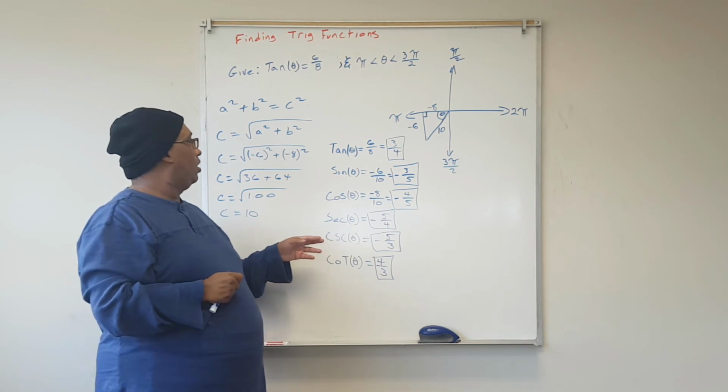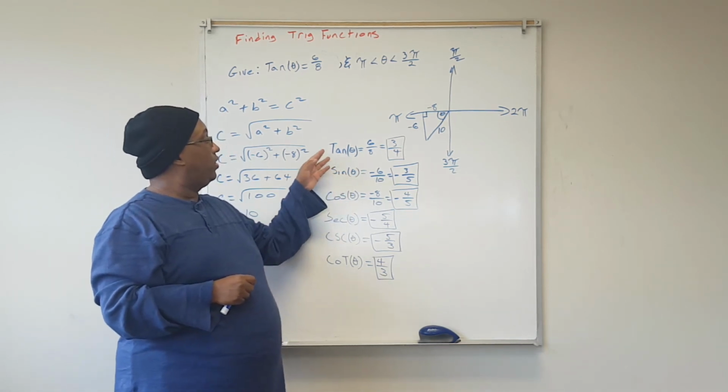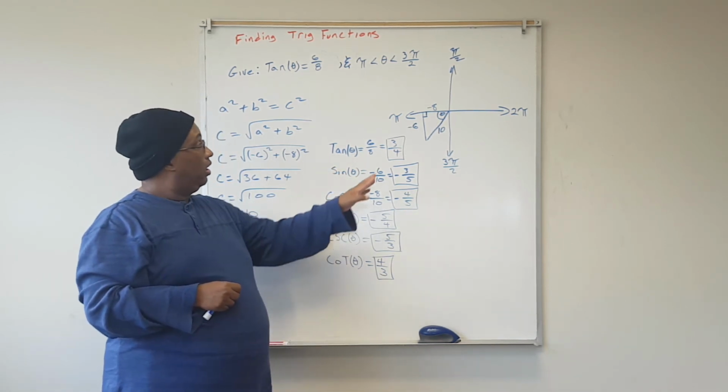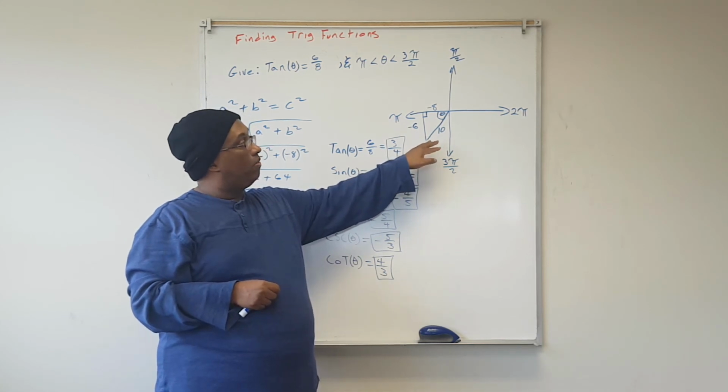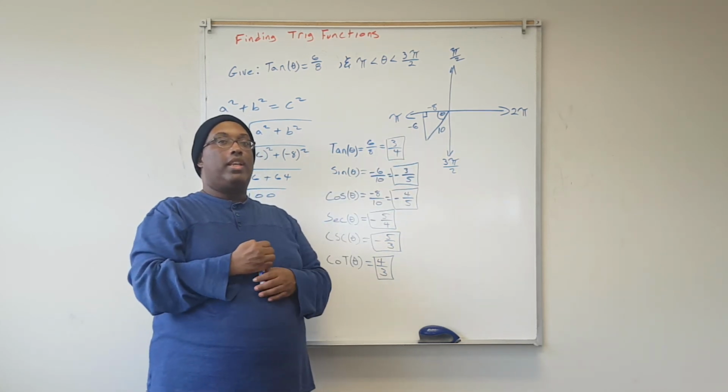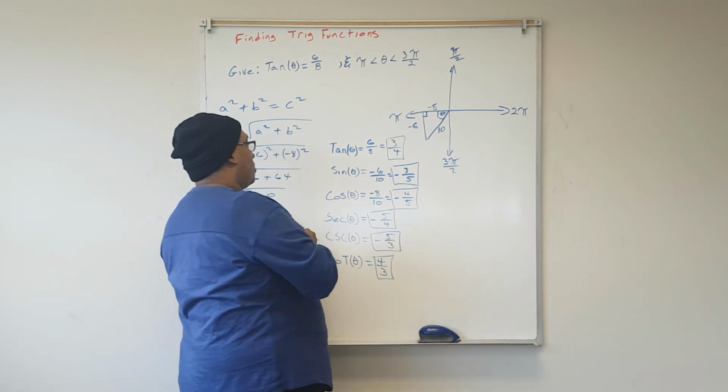Notice that the only ones positive are tangent and cotangent. That's the only functions positive in this quadrant. Here's our answers. We can box the whole thing.